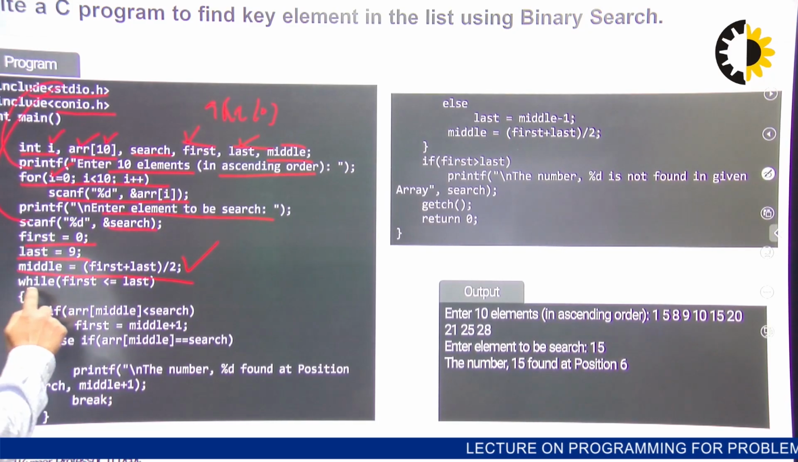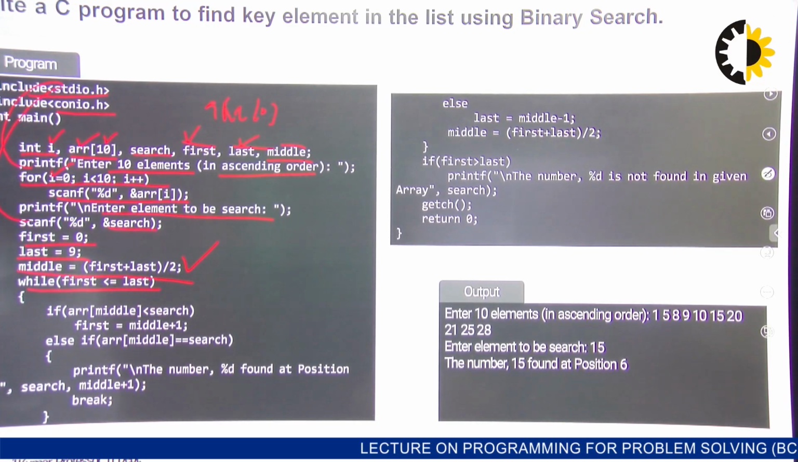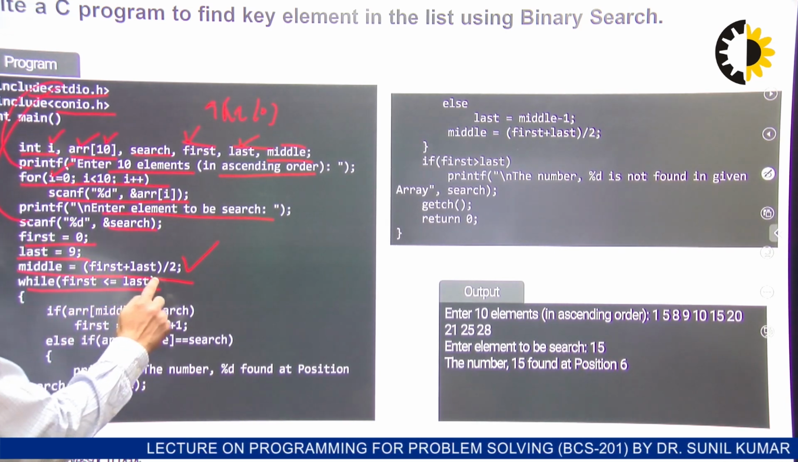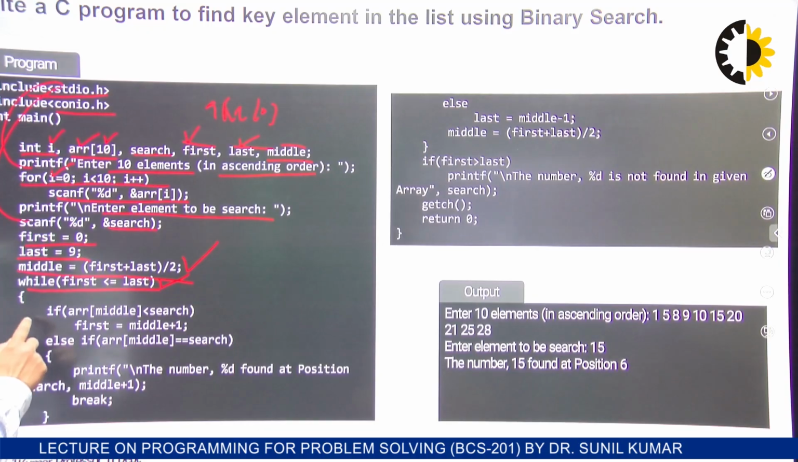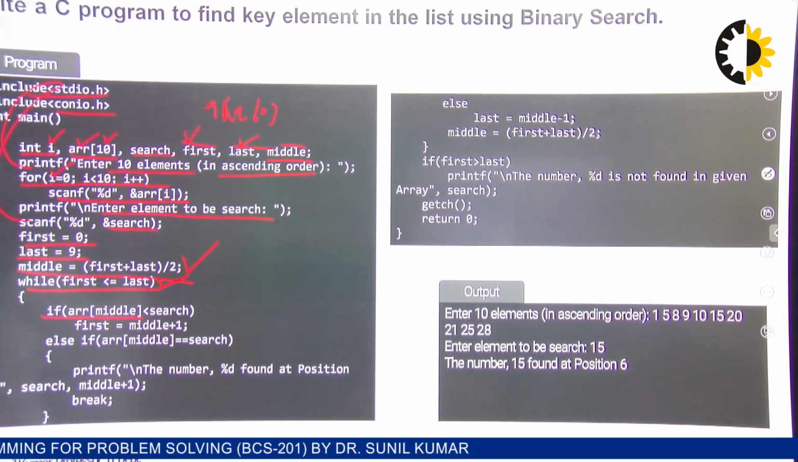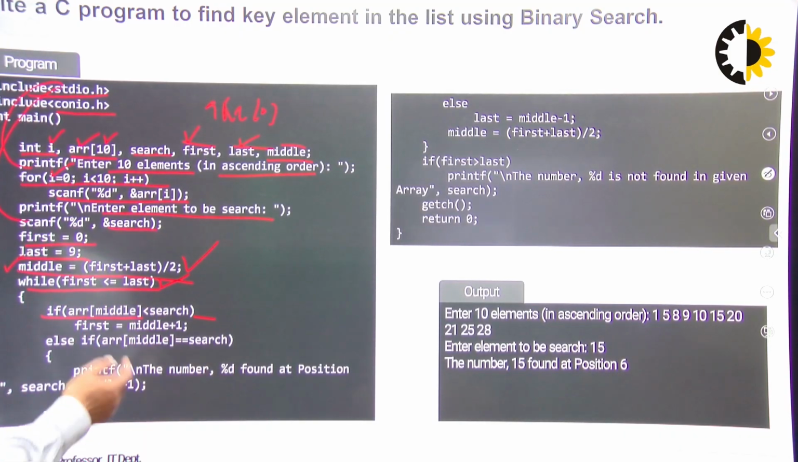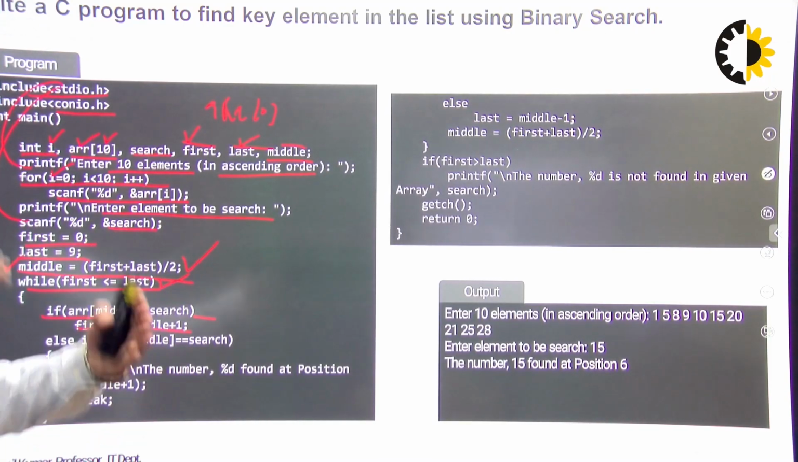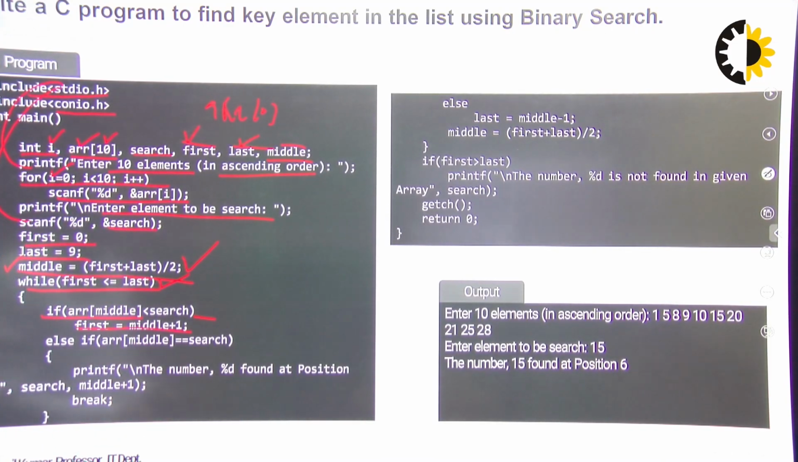Now we are checking this condition: while first is less than or equal to last, it will be true. If it is true, it will enter here. If array[middle], which we have already found, is less than search, then, as we have said, first will be middle plus 1. That means the element exists in the second half. Now first will be middle plus 1.